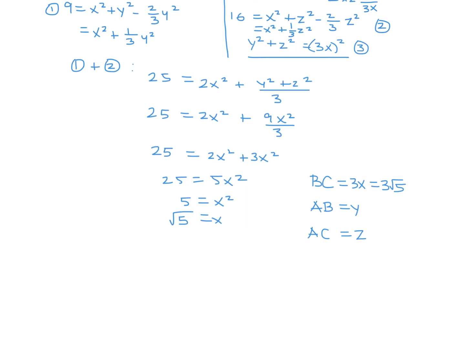So I got x, so I can easily put it back into this equation to get y. 9 is equal to x squared plus y squared over 3. 9 is equal to, x squared is 5, plus y squared over 3. So y squared over 3 is 4. That means 12 is y squared, and therefore y is root 12.